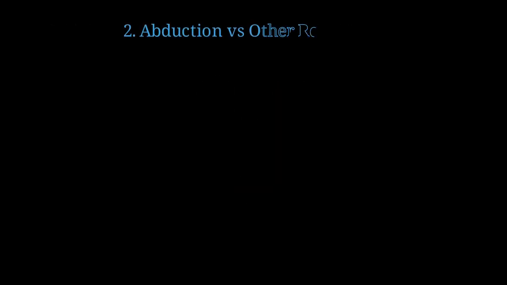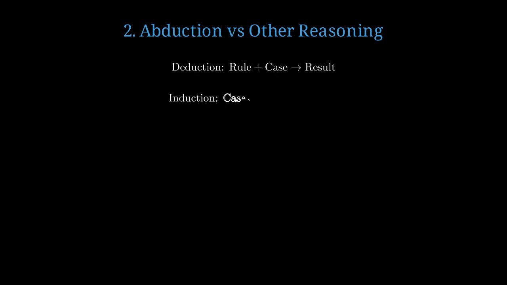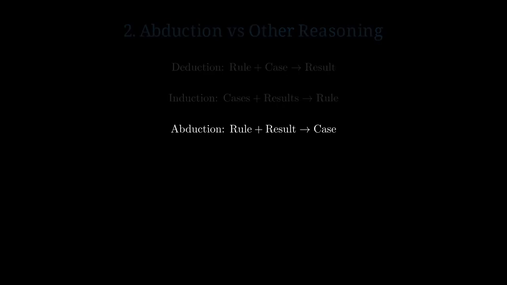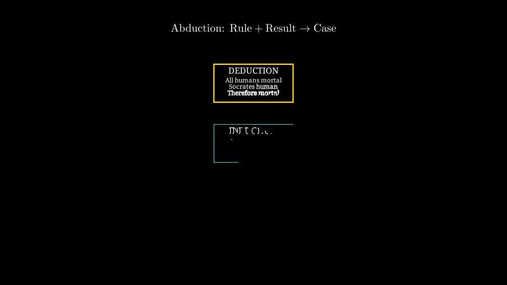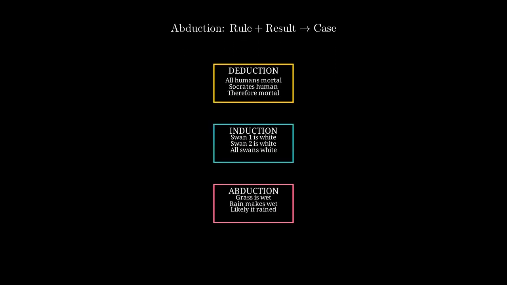How does abduction differ from deduction and induction? Deduction applies known rules to specific cases to derive certain results. Induction observes many cases and results to generalize a rule. Abduction takes known rules and observed results to hypothesize which case might have occurred. Here's a comparison of all three types of reasoning with concrete examples showing their logical structure.